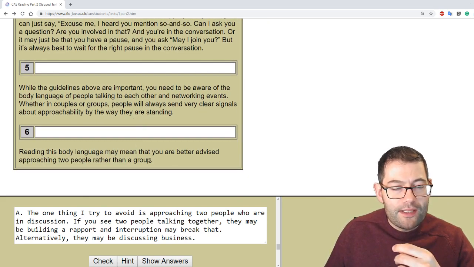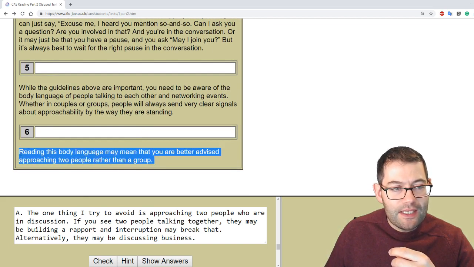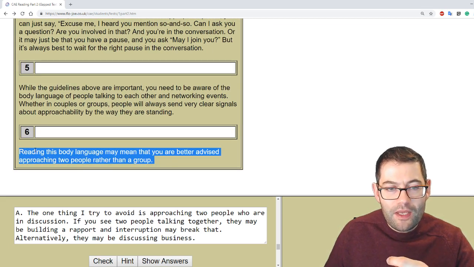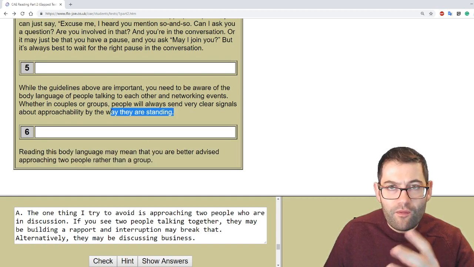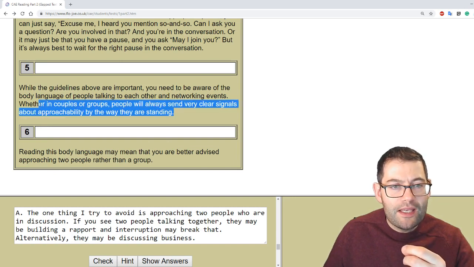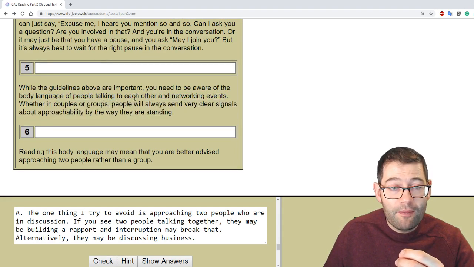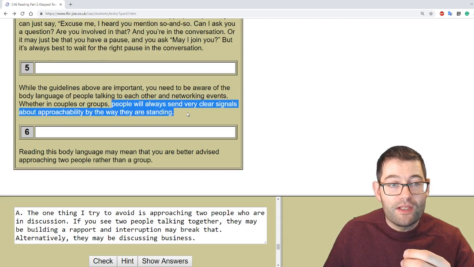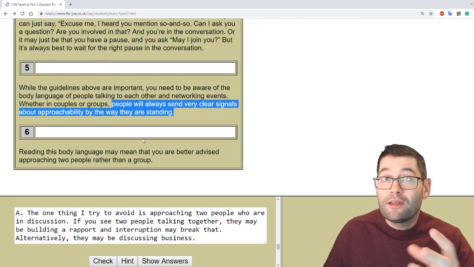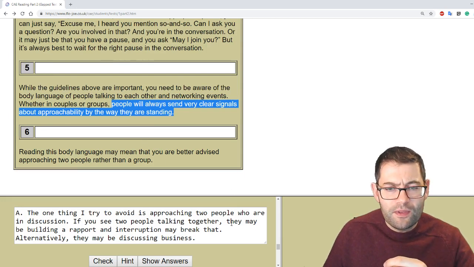So if we have a look at the text after the gap for number 6, it says reading this body language may mean that you are better advised approaching 2 people rather than a group. So here we're talking about body language. Indeed, this idea of body language begins before the gap. So people will always send very clear signals about approachability by the way they're standing. So number 6 really should be something to do with body language.